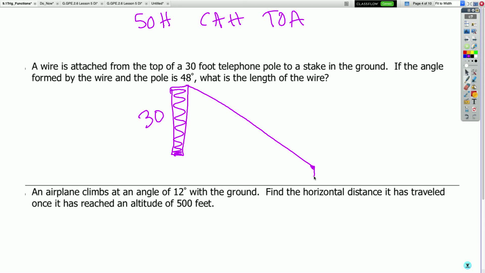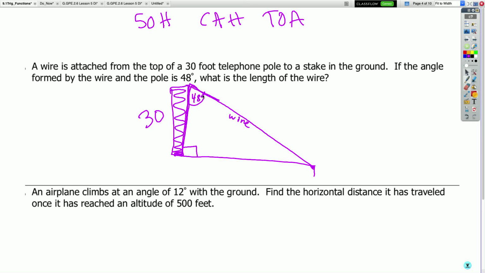Okay. So let's go ahead and create our right triangle there. Do you see how we drew a right triangle? So this is my wire. There's my right angle. The only other thing it told me is the angle formed by the wire and the pole is 48 degrees. So is that going to be my top angle or my bottom angle? Top. It's the wire and the pole that is created at the top. So there's my 48 degrees. So they gave me my reference angle.